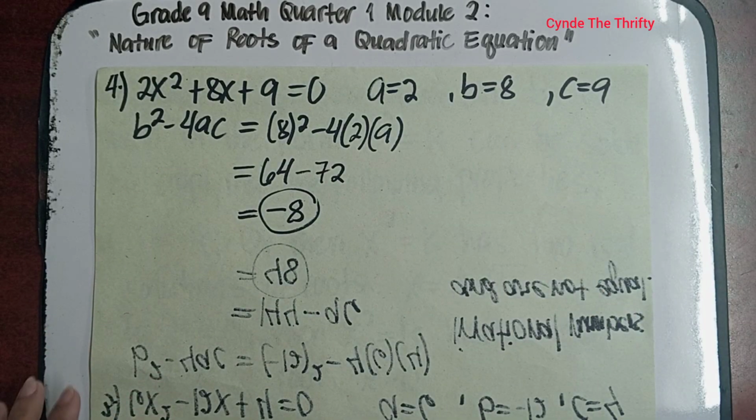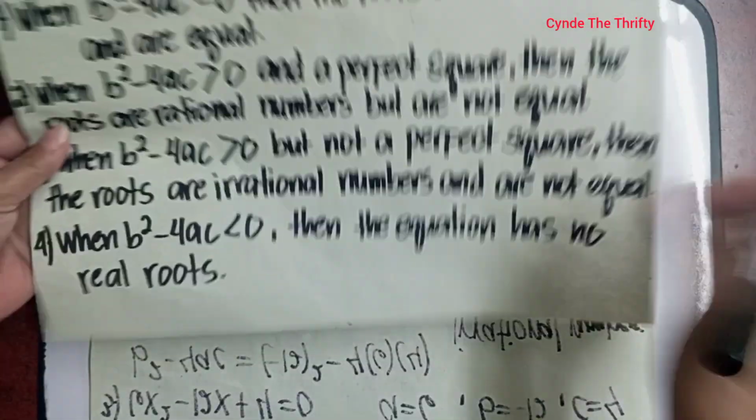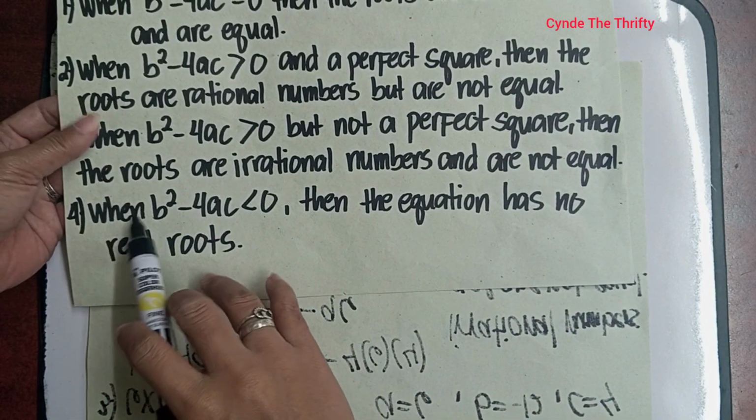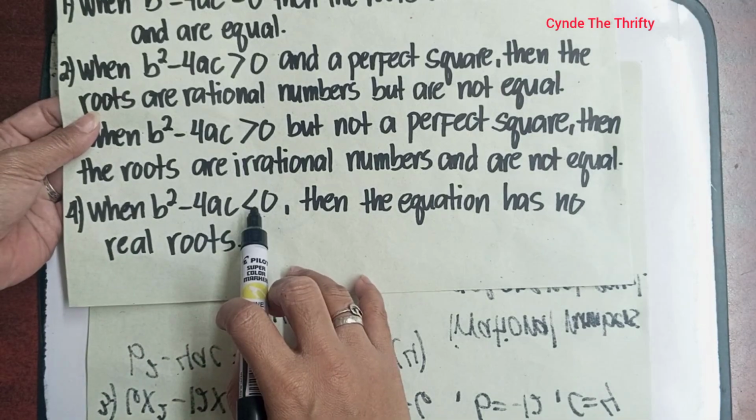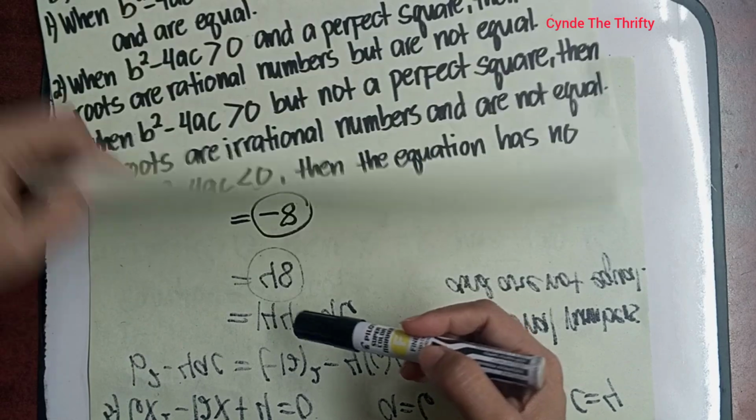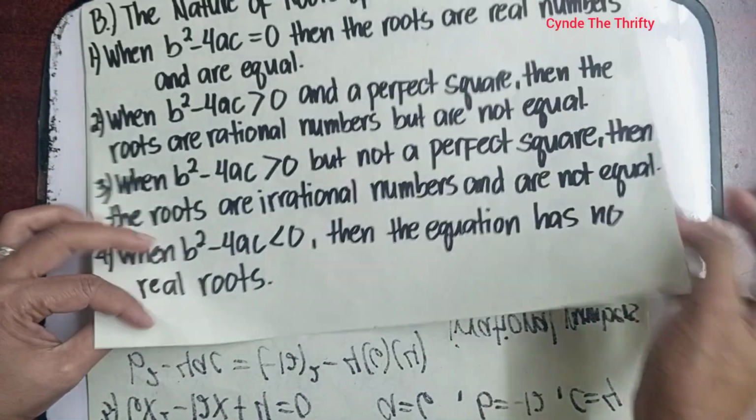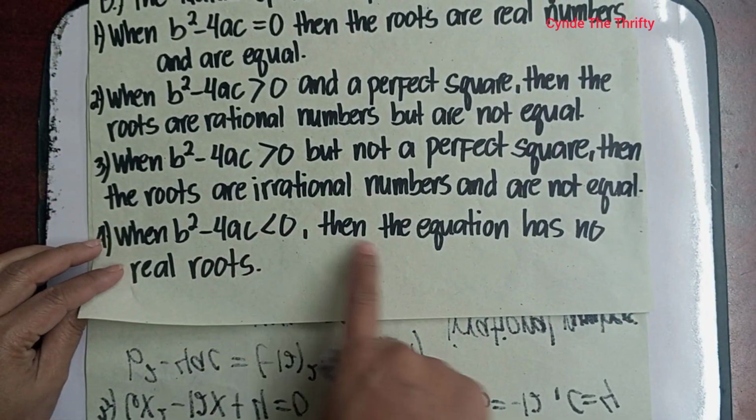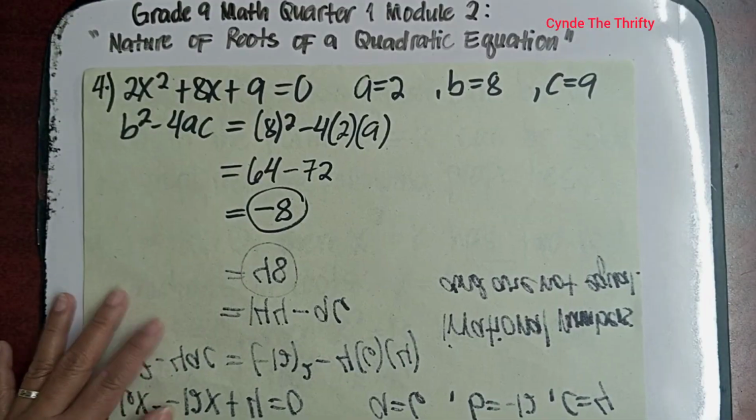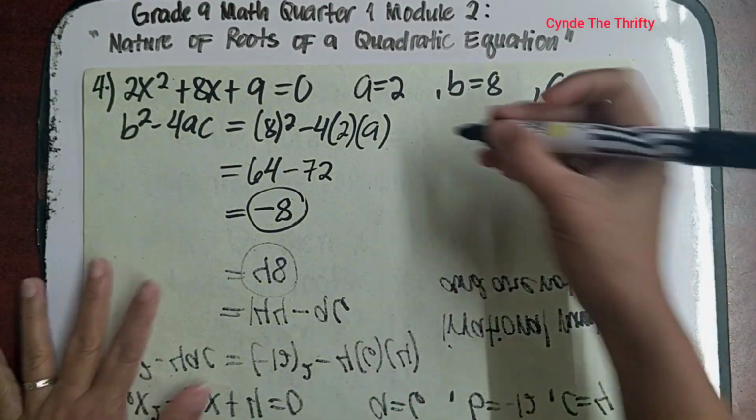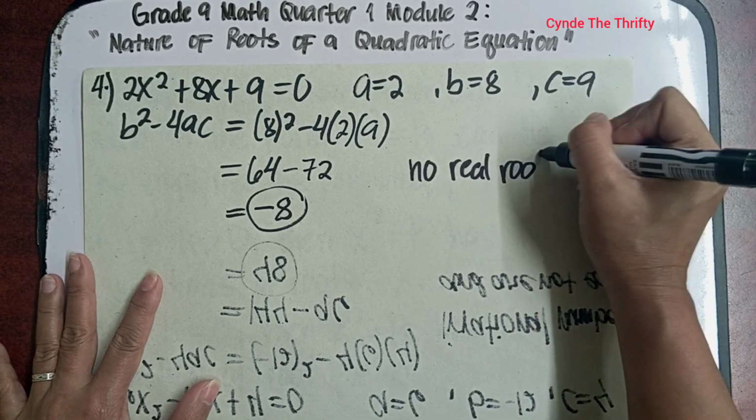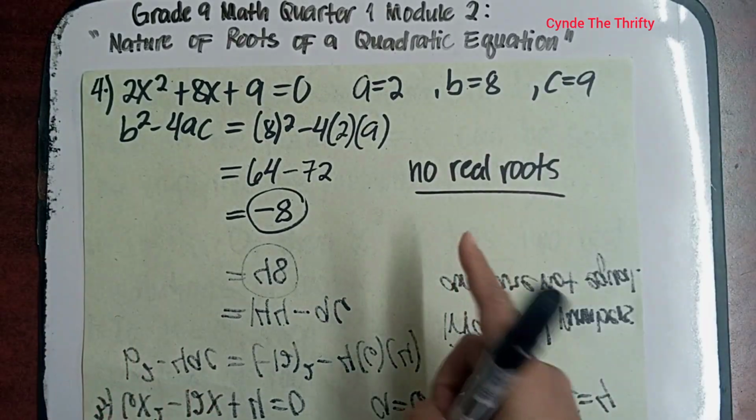Now, i-describe natin ang nature ng kanyang roots. Okay, so ano yung nature ng kanyang roots? Dito tayo. When b squared minus 4ac is less than 0, so ang value ng ating discriminant is negative 8. Negative 8 tayo dito, so ibig sabihin less than 0 siya. Then, the equation has no real roots. So, ang roots ng ating equation, i-describe natin siya is no real roots. Okay? So, ito yung ating nature of roots.